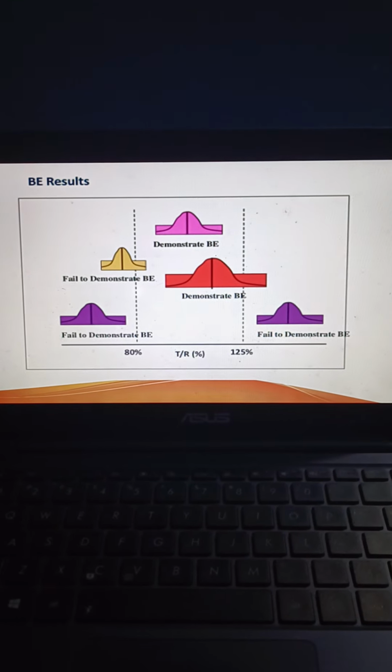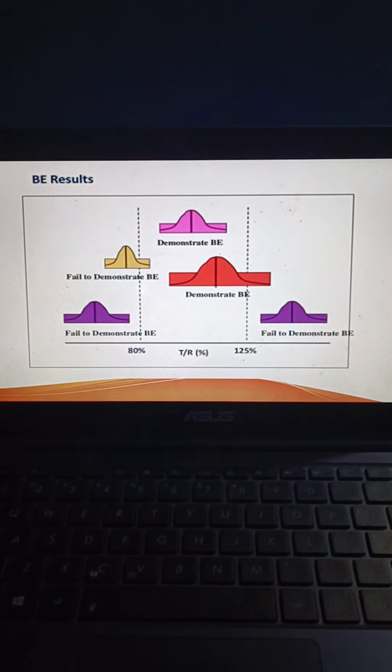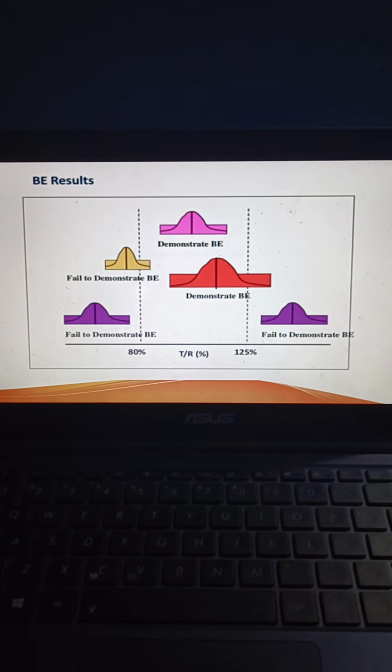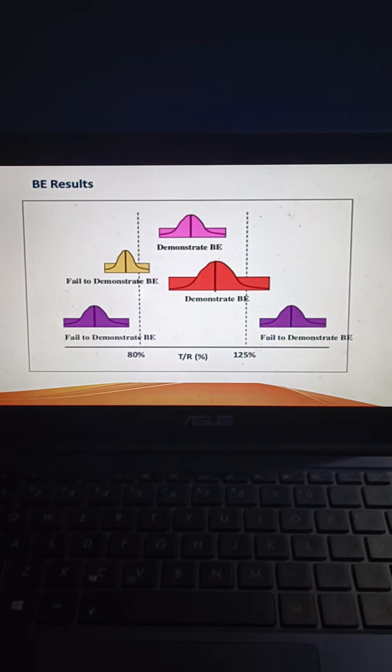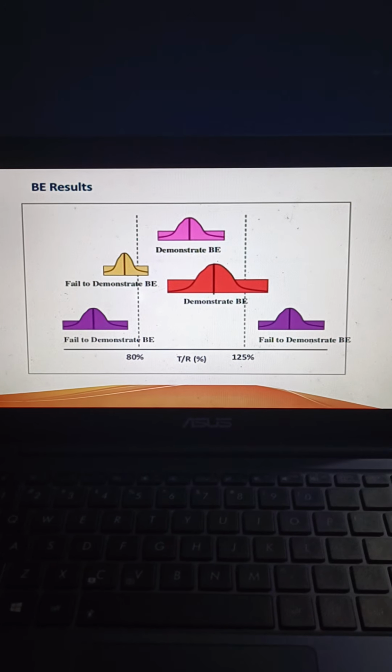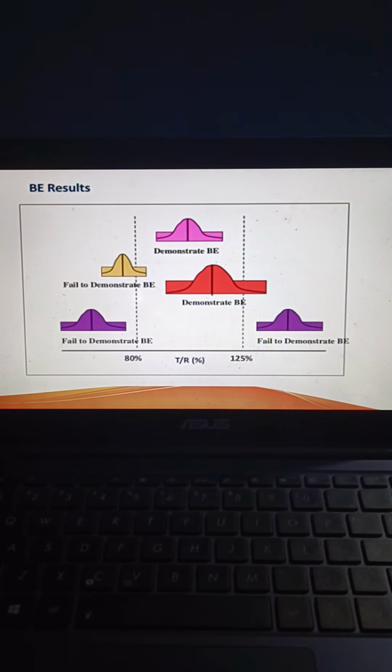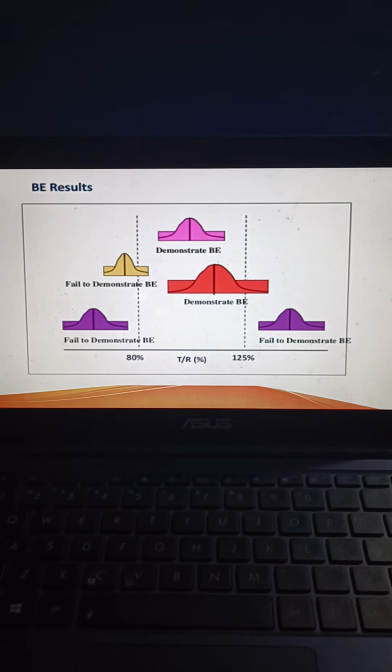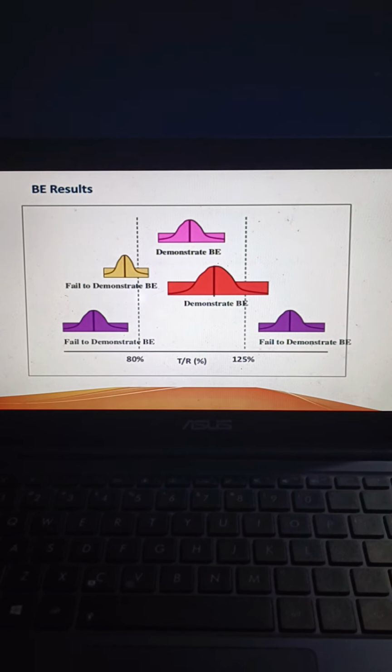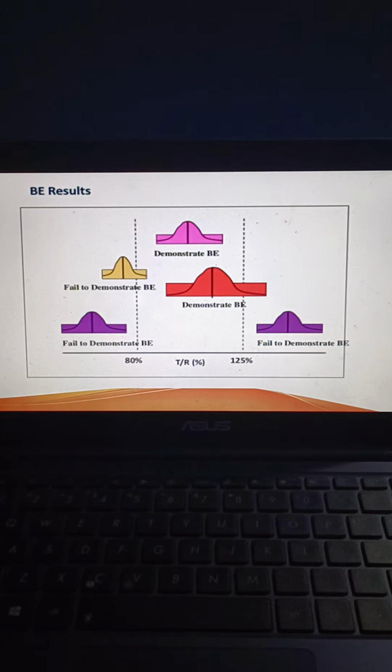Then bioequivalence results, 80% to 125%. Within 80% to 125%, bioequivalence demonstrated. After 125%, failed to demonstrate bioequivalence. Before 80%, failed to demonstrate bioequivalence.